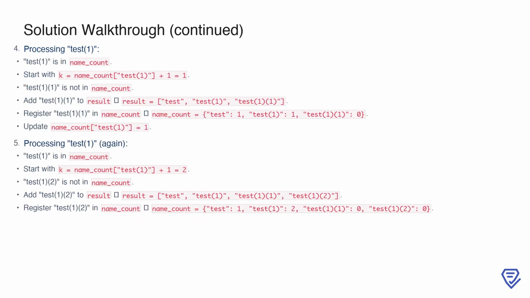Next, we process test(1), which is already present in name_count. Calculating k as name_count[test(1)] plus 1, which equals 1, we generate the new name test(1)(1). Since this name is not in name_count, we add it to result, resulting in test, test(1), test(1)(1).